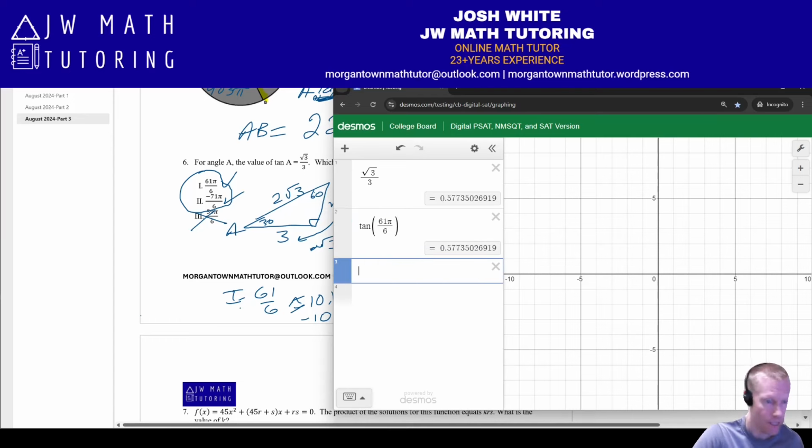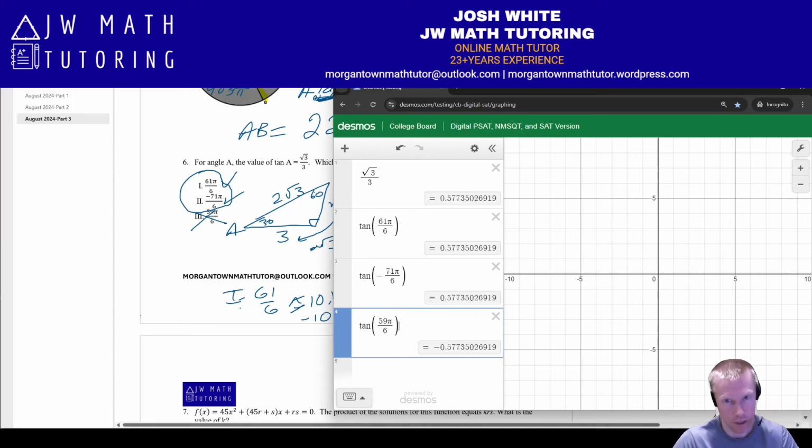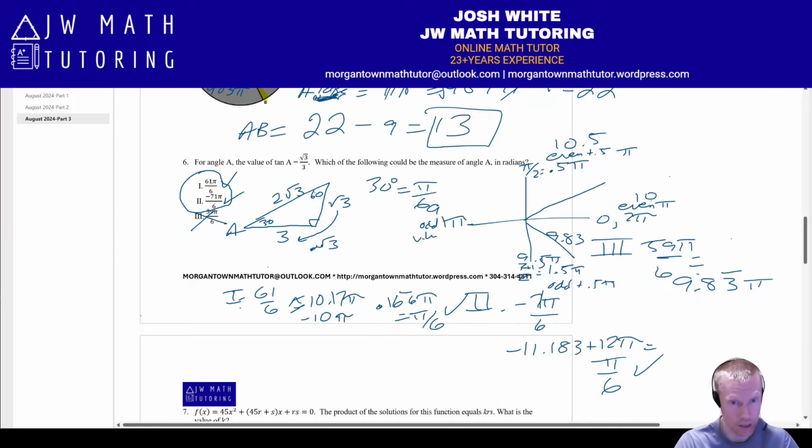Okay, so the first one, yes. For the second one, yes. For the third one, no, I do not get root 3 over 3. You technically get negative root 3 over 3. That's what this is. But notice 1 checks, 2 checks, 3 doesn't. Therefore, 1 is correct, 2 is correct. And that's technically all you have to do for this problem. You can do it in Desmos in 20 seconds.